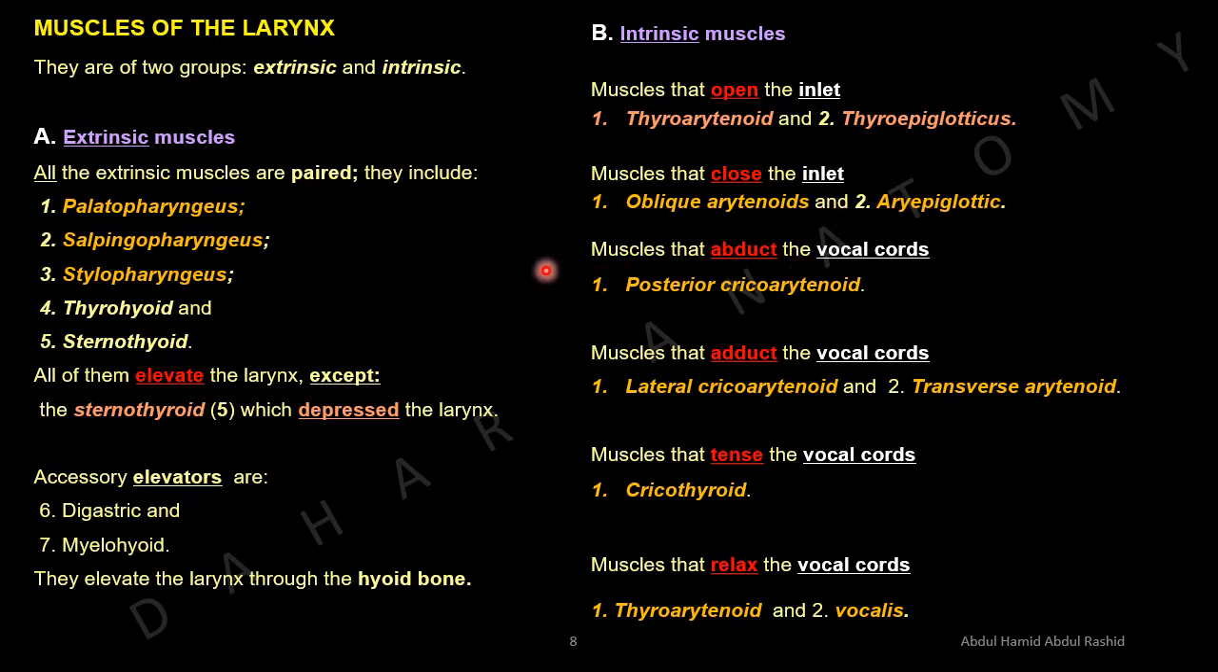Muscles that abduct the vocal cords: 1. Posterior cricoarytenoid muscles. Muscles that adduct the vocal cords: 1. Lateral cricoarytenoid and 2. Transverse arytenoid muscles. Muscles that tense the vocal cords: cricothyroid muscles. And muscles that relax the vocal cords are number 1, thyroarytenoid and vocalis muscles.